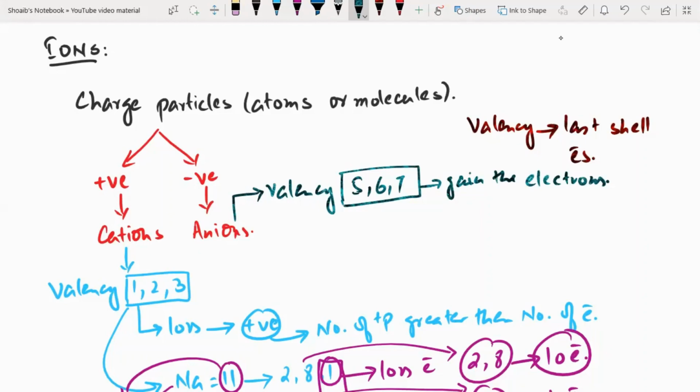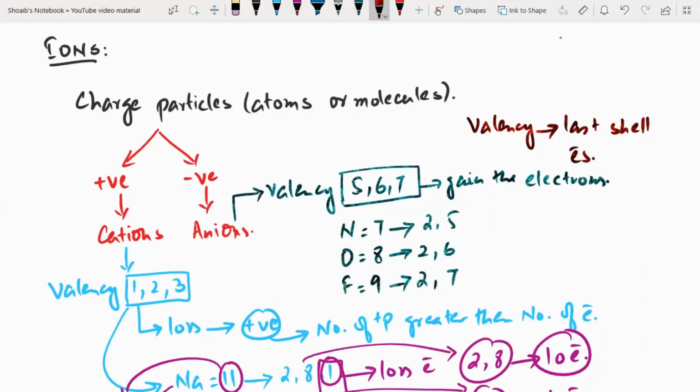Now let's discuss the example. Nitrogen with atomic number 7, oxygen with atomic number 8, and fluorine with atomic number 9. The electronic configuration for nitrogen is 2 and 5. The electronic configuration for oxygen is 2 and 6. The electronic configuration for fluorine is 2 and 7. So these are the valence shell electrons.